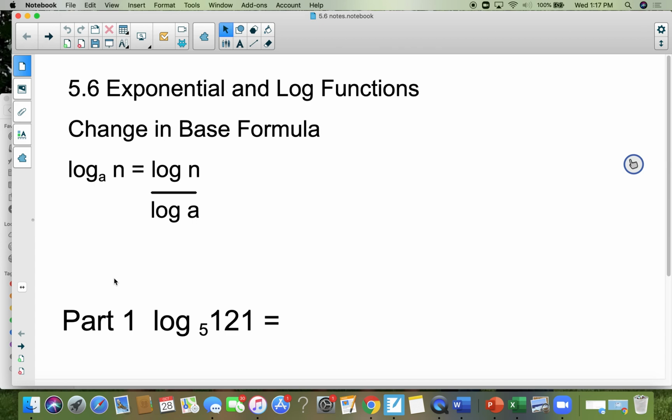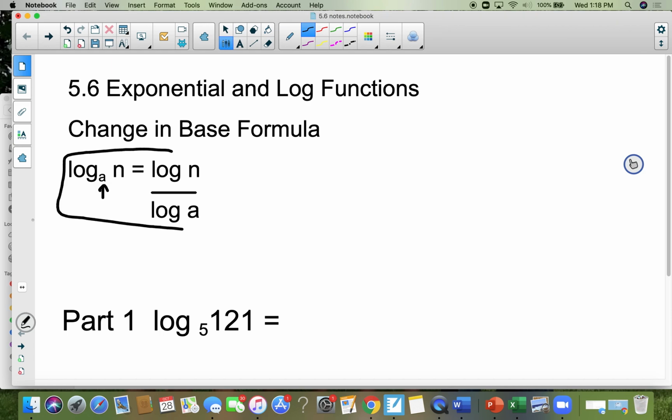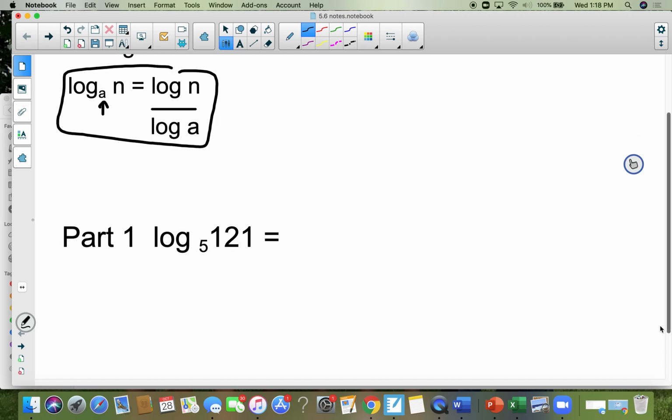Okay, 5.6 exponential and log functions. This is a formula because your calculator only works in base 10. So if this is a different base number, you can use this formula. For example, in part 1, the log base 5 of 121. Again, your calculator works in base 10, but if you change it to the log of 121 over the log of 5, then you can just use your calculator.